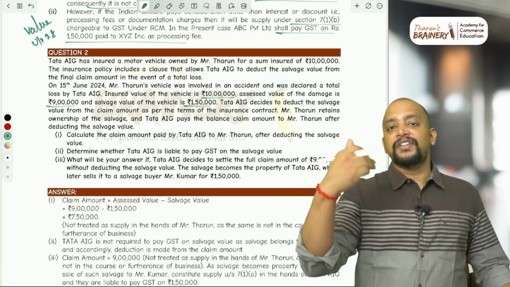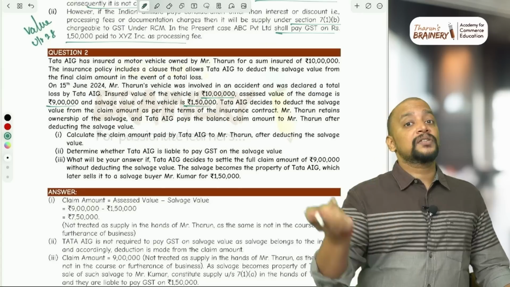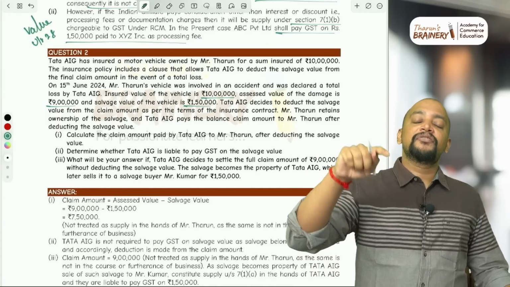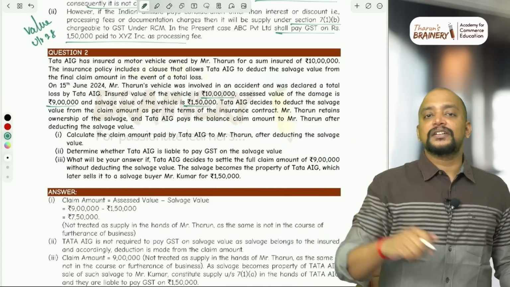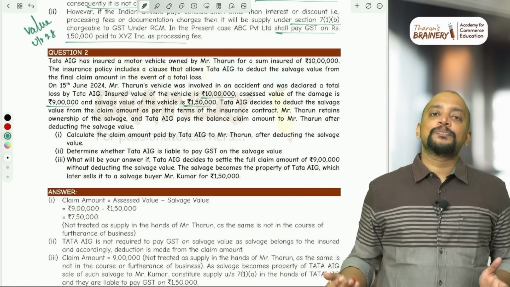And therefore 1,50,000 we will deduct from 9 lakhs. 1,50,000 will be deducted and we will give you only 7,50,000. Then that 1,50,000 belongs to whom? That 1,50,000 belongs to the person, that is Mr. Tarun, that is insured. And what he will do? He will sell it. So when he sells it, whether he needs to pay any GST on that?